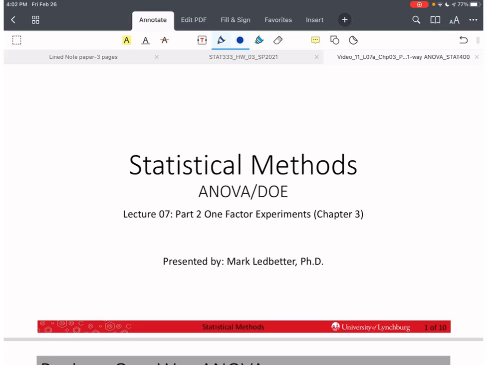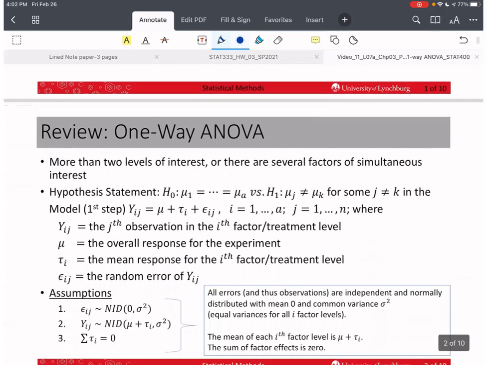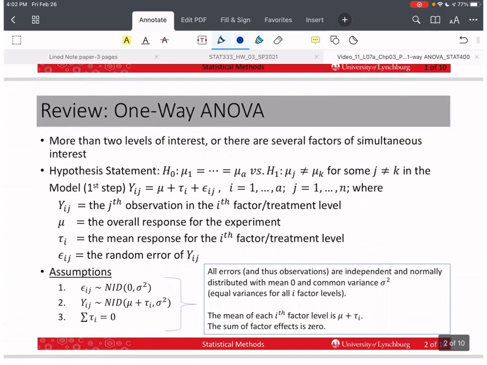We are in part 2 of chapter 3, and we are discussing ANOVA and design of experiments. Last time we started talking about one-way ANOVA. This is the case when we have more than 2 levels of interest, or you could say 3 or more levels of interest, or if there are several factors of simultaneous interest.